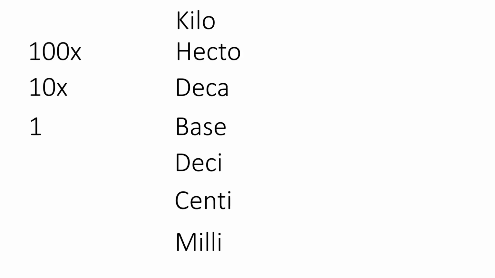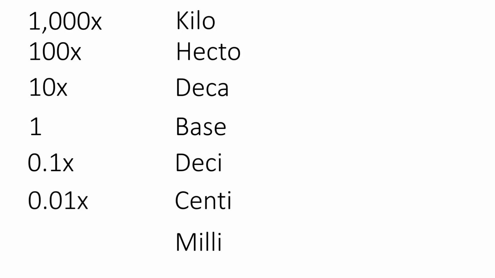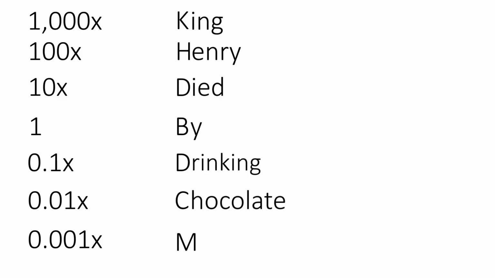Hecto is 100 times as big. Kilo is 1,000 times as big. Meanwhile, deci is 1/10 or 0.1 times as big. Centi is 0.01 or 1/100th times as big. And milli is 1/1000th or 0.001 times as big. We can remember these prefixes with a useful acronym. King Henry died by drinking chocolate milk.